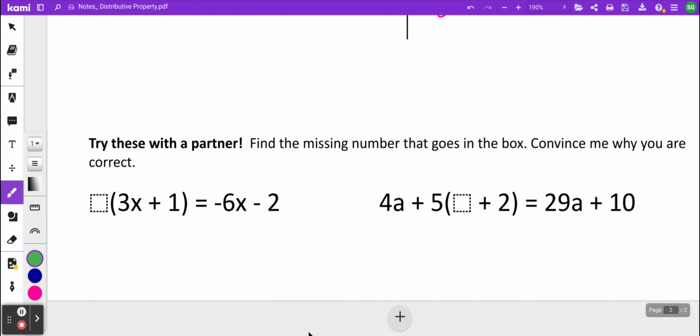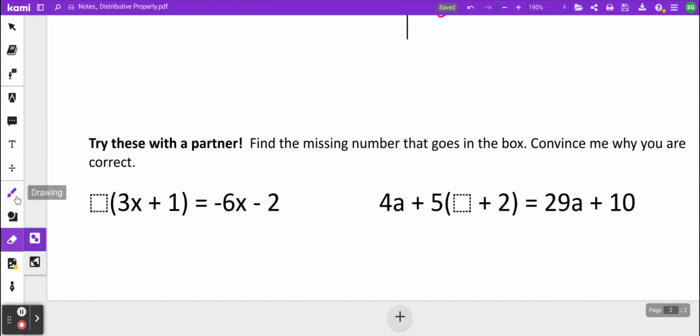When I'm looking at these, sometimes it might just take some mistakes to help you figure out what that missing number would be. For example, I put a 5 here earlier, not because I thought it was a 5, but just as an example. But the reason it wouldn't be 5 is because 5 multiplied by 3x isn't going to give me the negative 6x. And it's also not going to give me negative 2.